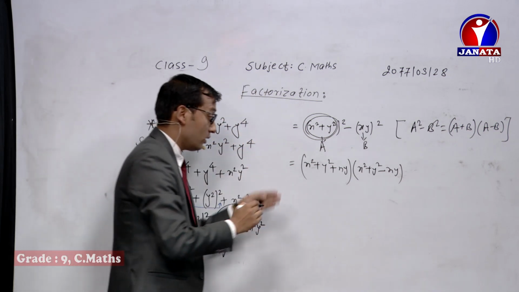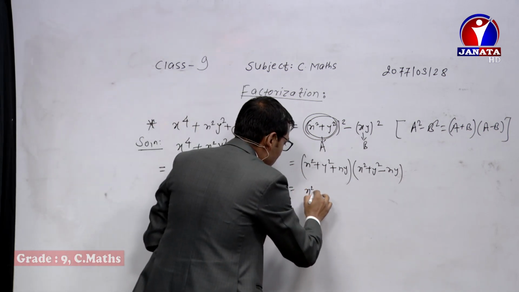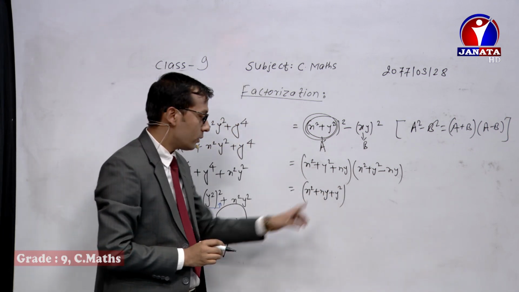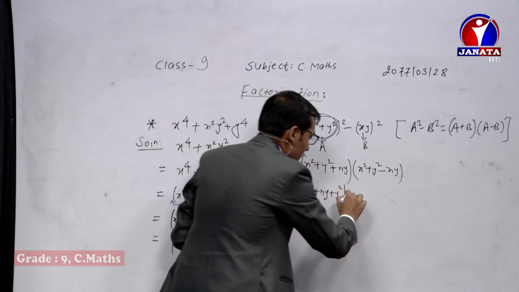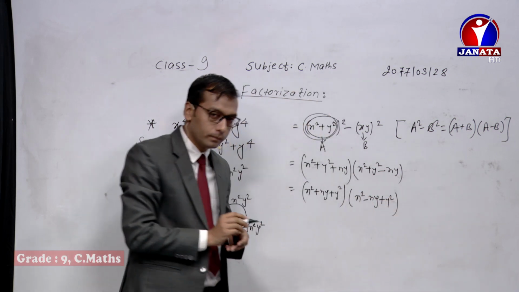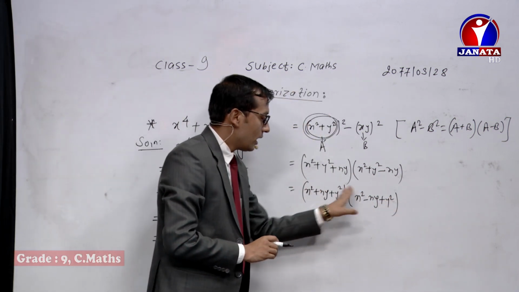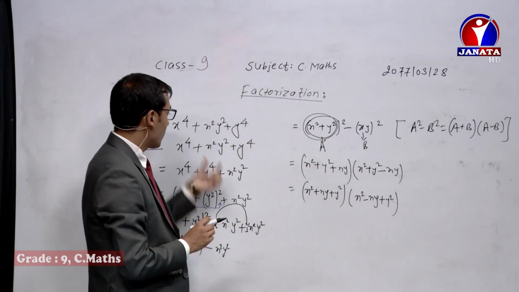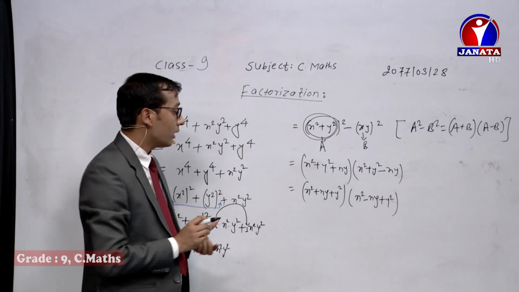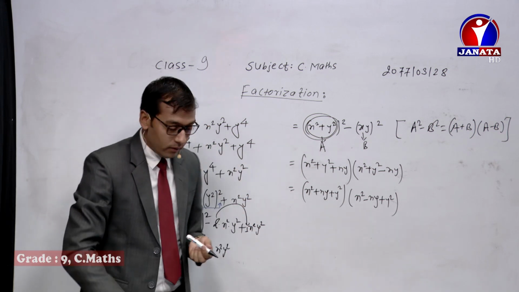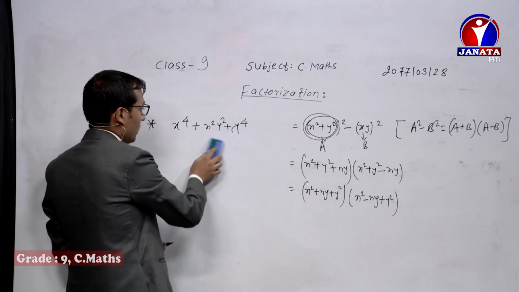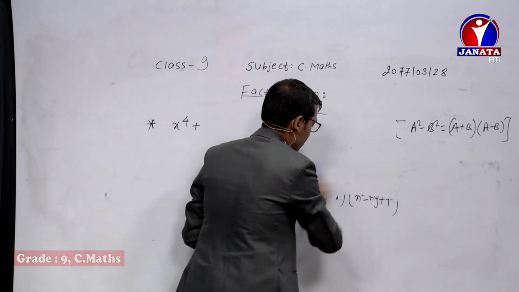We can write in order. So we write x square plus xy plus y square. There is no difference between these two factors. And the next is x square minus xy plus y square. So these two are the factors of x to the power 4 plus x square y square plus y to the power 4. Similarly, if we have other expressions for factorization in a similar form, let's do the next example.